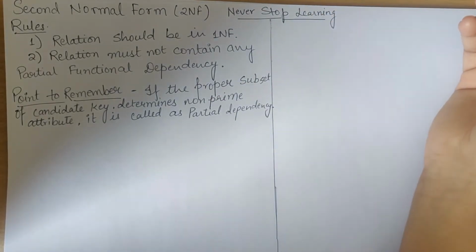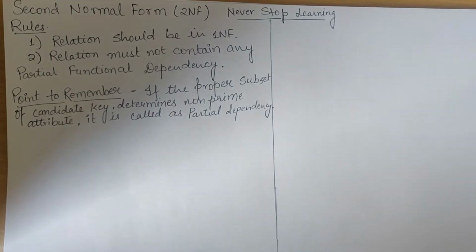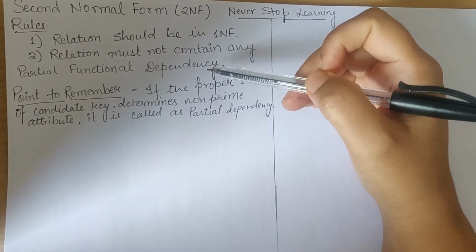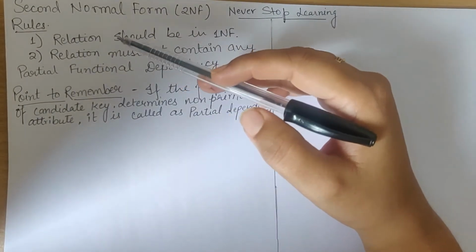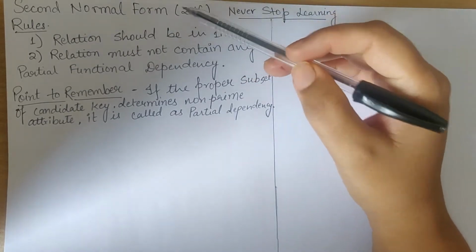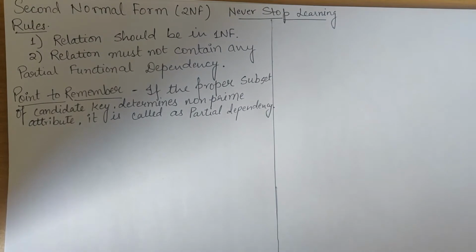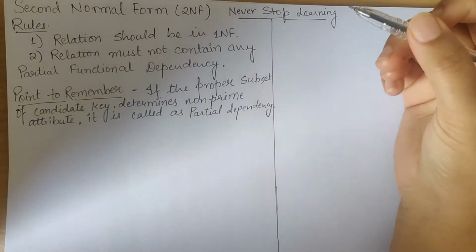Normalization is all about rules, and each normal form has its specific rules. There are two rules second NF follows. If we want a relation to be in second normal form, the first rule is that the relation should be in 1NF. Now, what are the rules for 1NF?